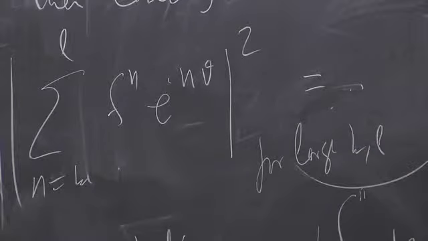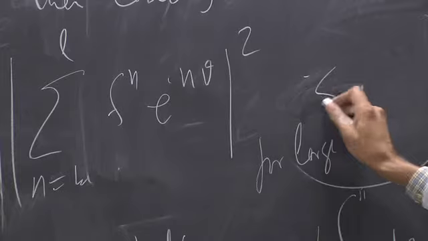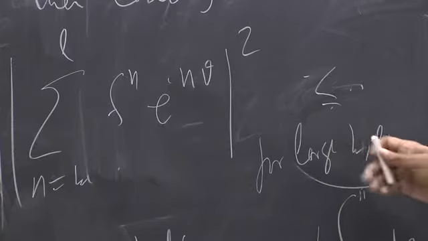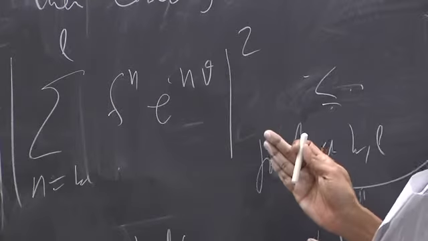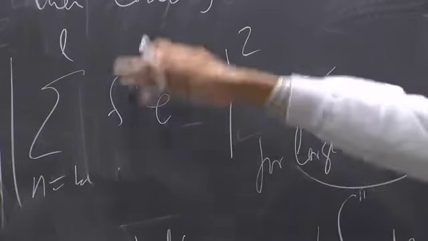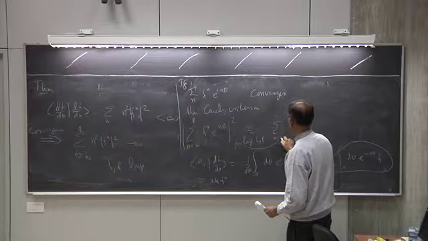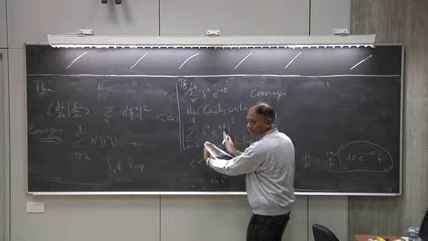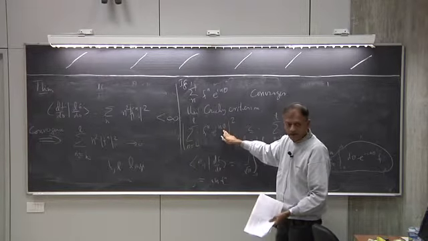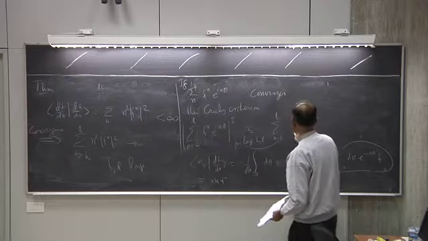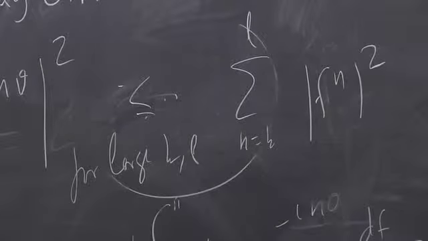So this is, of course, less than or equal to... Now use the fact that the mod square of the sum is less than or equal to the sum of the mod squares. So when you take the mod square here, this is less than or equal to the sum n equal to k to L of the mod square of individual terms. But the mod square of e to the i n theta is 1, so you just get mod square of fn.